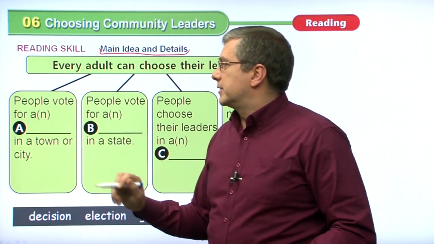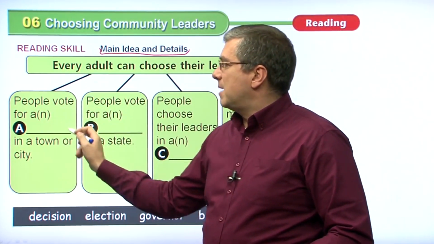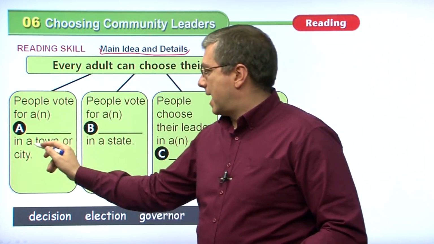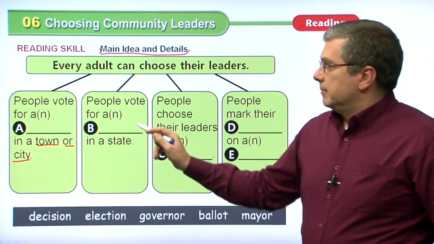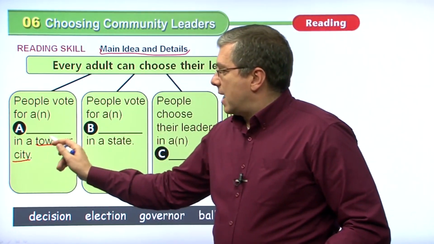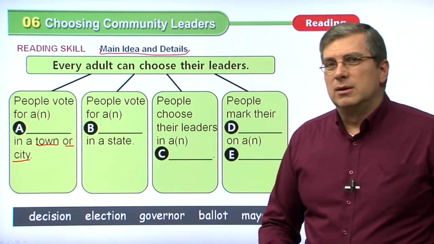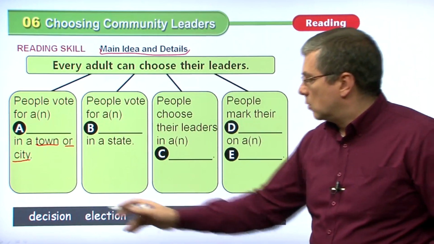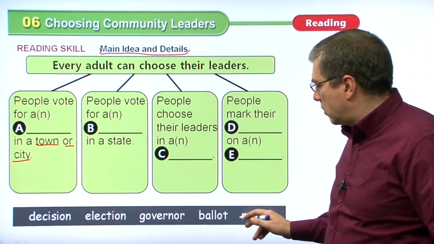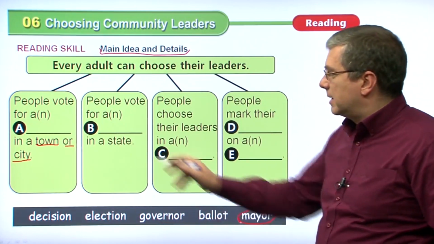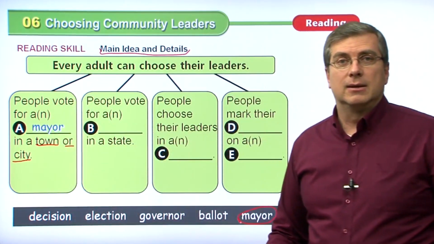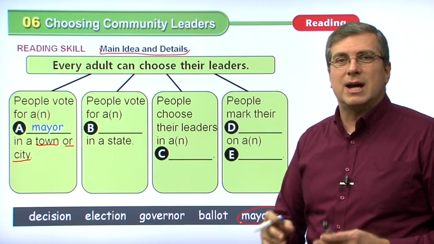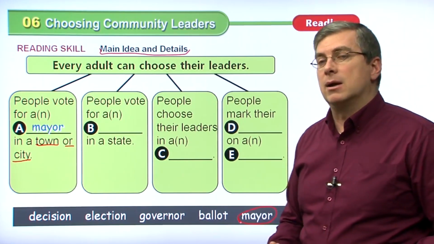So let's take a look at the first detail. People vote for a blank in a town or city. Those are our key words, because what are we looking for in a town or city? What type of leader leads a town or city? Which one of these words here? If you choose mayor, that's right, that fits. People vote for a mayor in a town or a city, right? So when you're looking for the leader of your town or city, you vote for a mayor.